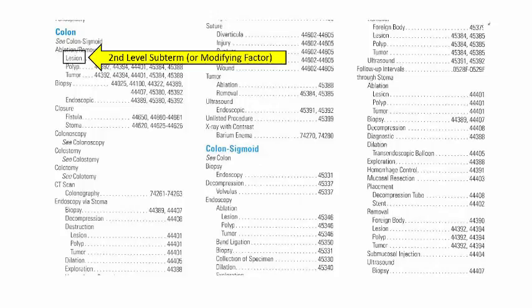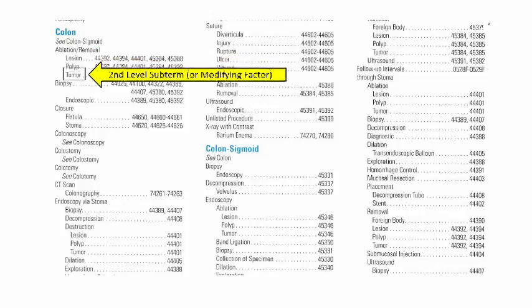Second level subterms are indented over 3 or 4 spaces from the far left margin. So lesion, in this example, is a second level subterm of ablation removal. Polyp, tumor, these are all second level subterms of the first level subterm ablation removal.